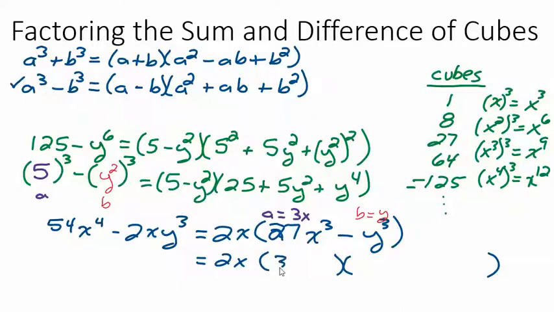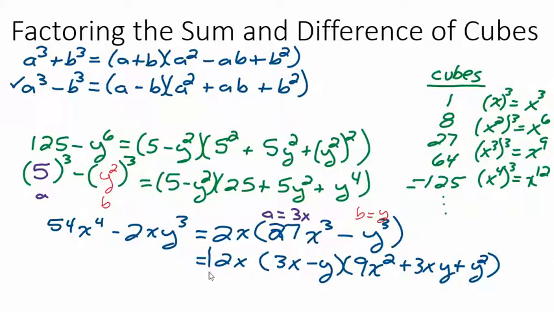So that's going to give me 3x minus y. I just did a minus b. Now I have to do a squared. So 3x squared would be 9x to the second. 3x times 3x is 9x to the second. Then I have to do a times b. So 3x times y is 3xy. And then lastly, y squared, which, since b is y, is just y squared. Whew. All right, we did it.